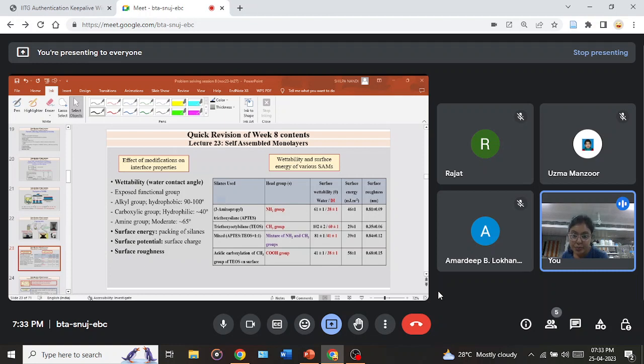For example, mixed silanes like APTS and TEOS in the ratio of 1 is to 1, and with head group containing mixture of NH2 and CH3 groups have these particular surface wettability, surface energy, and surface roughness. See, various SAMs have been compared here with respect to their surface wettability, energy, and roughness.